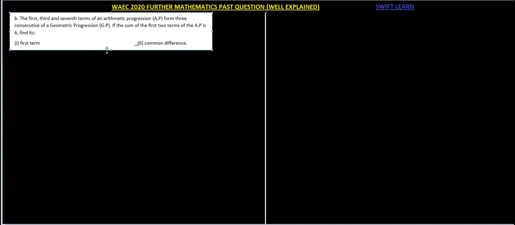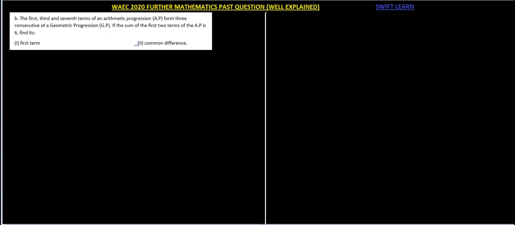Alright, let's solve question 11b. The question says the first, third and seventh term of an AP form the first three consecutive terms of a geometric progression. If the sum of the first two terms of the AP is 6, find the first term and the common difference. So the first thing to know is that I omitted the word term here. There should be a word term here.